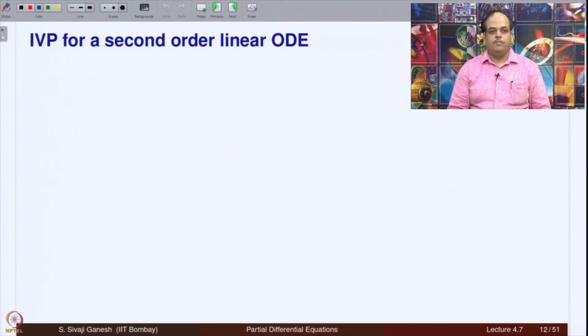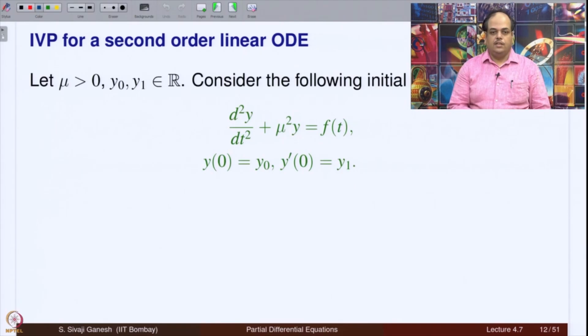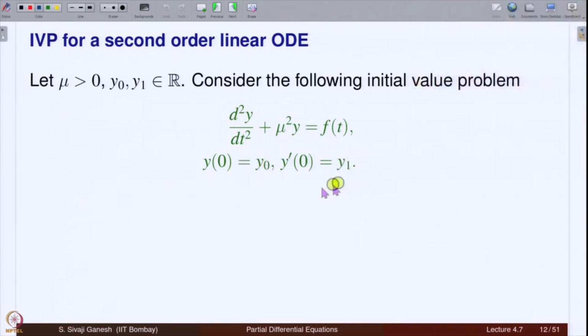So, the initial value problem for a second order linear ODE is given by d²y/dt² + μ²y = f(t), y(0) = y0, y'(0) = y1. In this, f, y0, y1 are given and we are supposed to find a solution to this ordinary differential equation satisfying these two initial conditions.